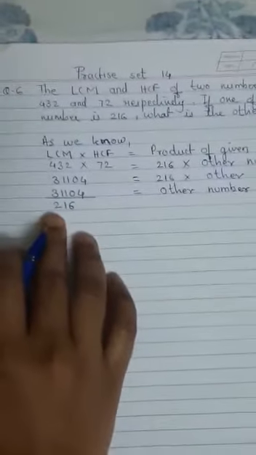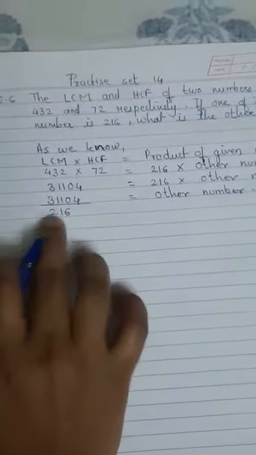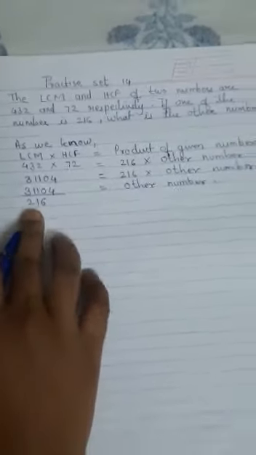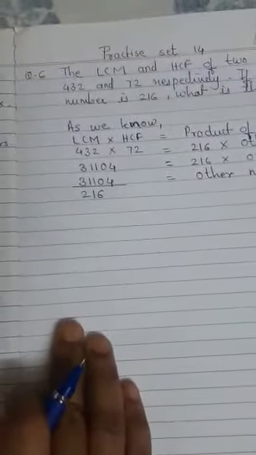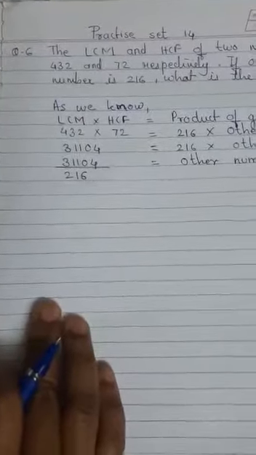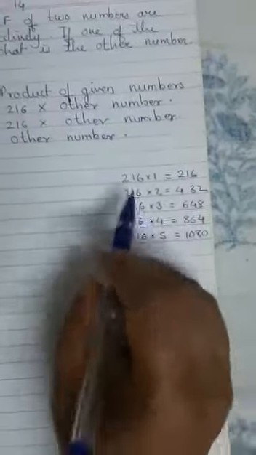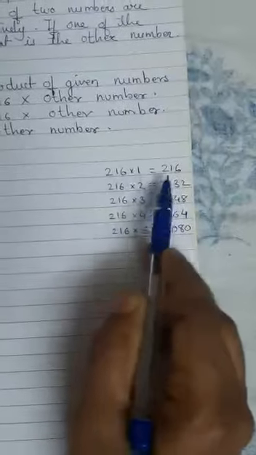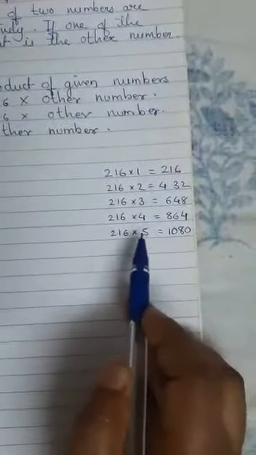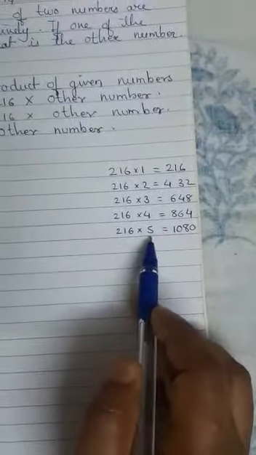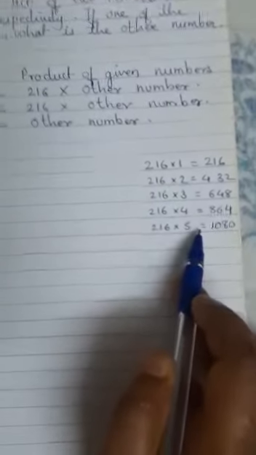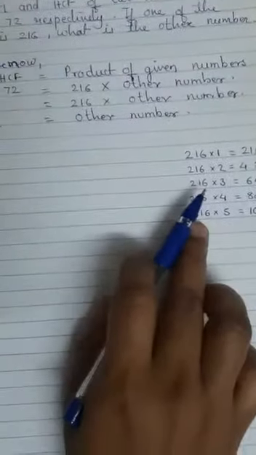Now you have to divide this number by 216. For this, we'll first write the table of 216, so it will be easier for us to divide the number. Here I have written the table of 216 till 5. First we'll find the table till 5, and if we require, we'll find further. Now using this table you have to divide this number.